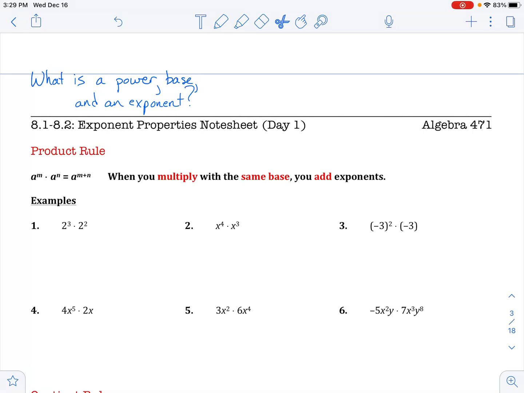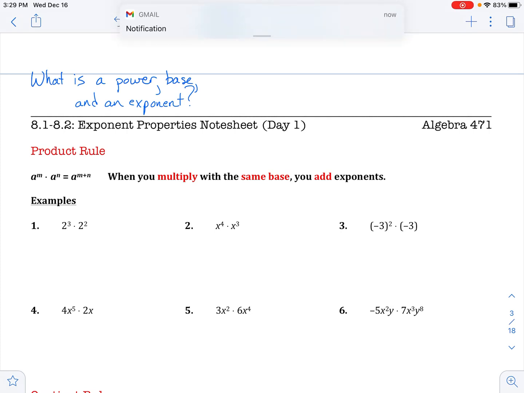All right, welcome here to Chapter 8. Chapter 8 is on exponents. We had a little bit of review of that in first semester. But what I like to do is to start this all off and say, as we welcome you to the exponent properties, what we need to do is make sure we understand what a power is, what a base is, and what an exponent is.